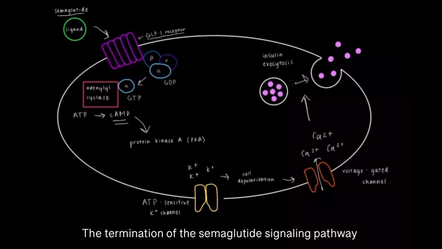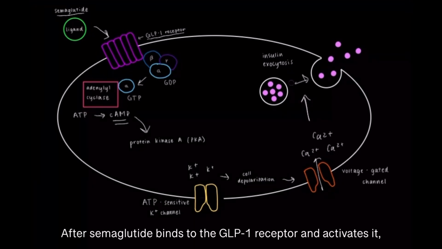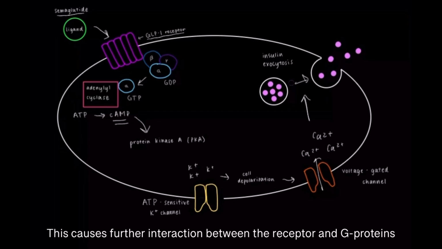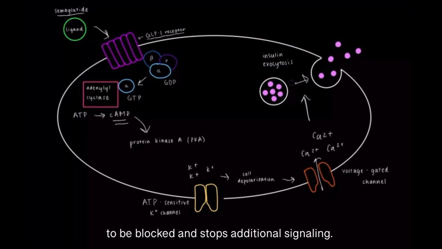The termination of the semaglutide signaling pathway involves several key mechanisms. After semaglutide binds to the GLP-1 receptor and activates it, the receptor can undergo phosphorylation by G-protein-coupled receptor kinases. This causes further interaction between the receptor and G proteins to be blocked and stops additional signaling.